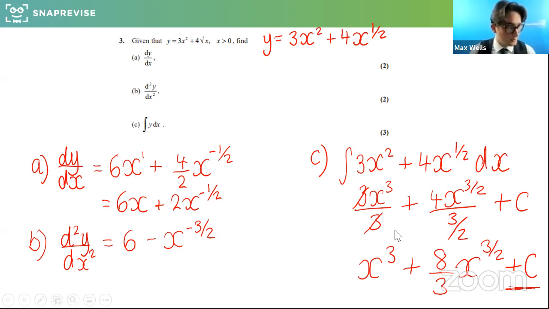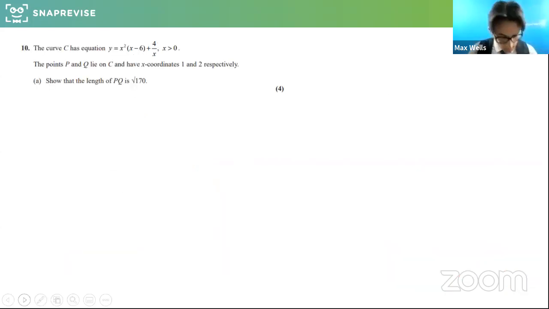Excellent. Right, so we're going to move on. As I said, any questions, do mention in the chat as you go. That's fine. Right, we'll move on. So here we go. A curve C has the equation y equals x squared multiplied by x minus 6 plus 4 over x. And we're asked to show that the length of PQ is root 170, and they've given us the x coordinates.